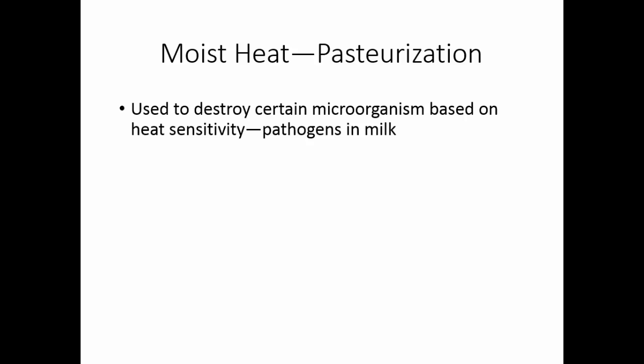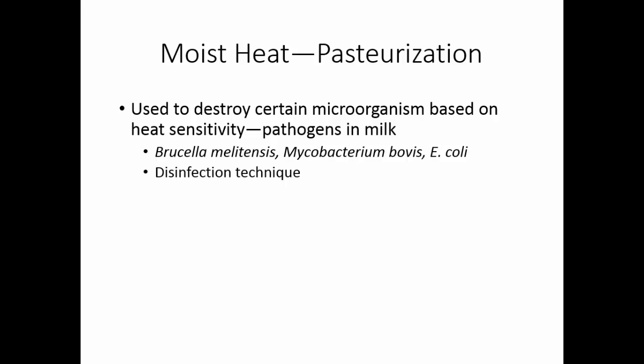Pasteurization is another form of moist heat. It's used to destroy certain microorganisms based on their heat sensitivity. It's used primarily for pathogens in milk, but juices, wines, and beers are also pasteurized. When we pasteurize milk, we're targeting Brucella melitensis, Mycobacterium bovis, and E. coli. Brucella causes undulant fever, Mycobacterium causes tuberculosis, and E. coli can cause rather severe diarrhea.